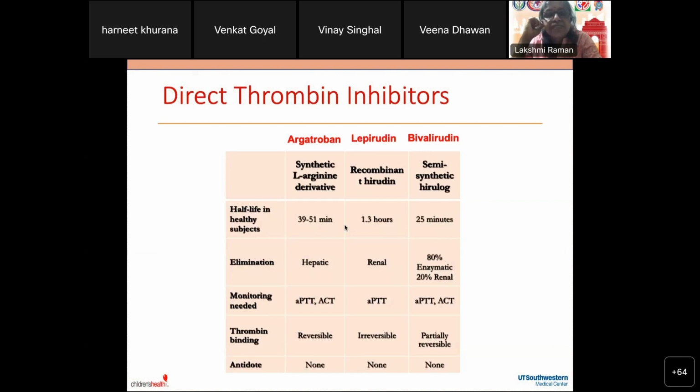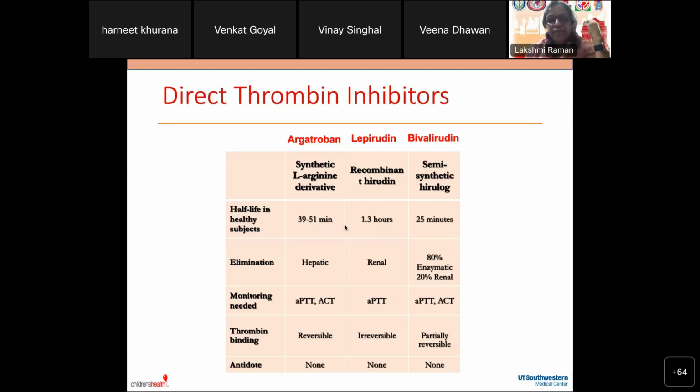So what are the direct thrombin inhibitors? We have a few of them: argatroban, lepirudin, and bivalirudin. As far as I'm aware, in the United States we have only argatroban and bivalirudin. There is no lepirudin. As you can see, the half-lives of both argatroban and bivalirudin, which I have some experience with, are much shorter. Elimination, especially with bivalirudin, is 80% enzymatic and 20% excreted by the kidneys. So it is very fast and very good.